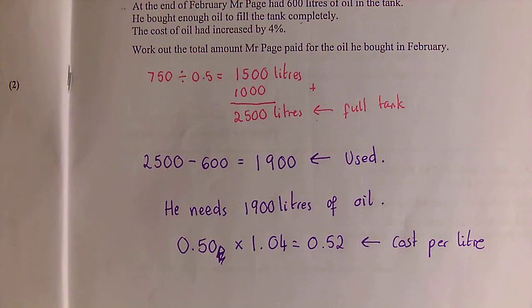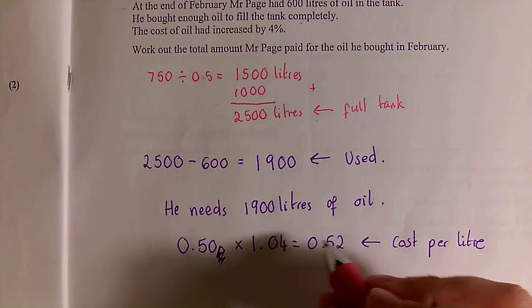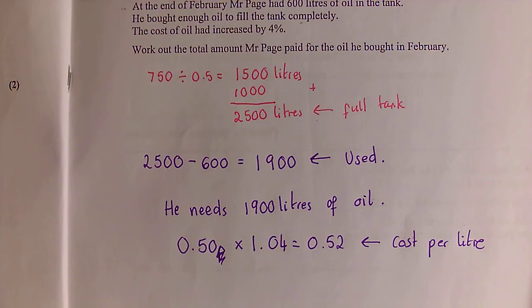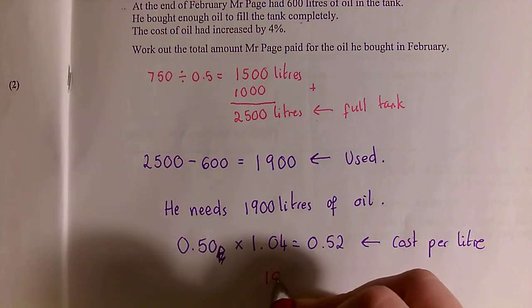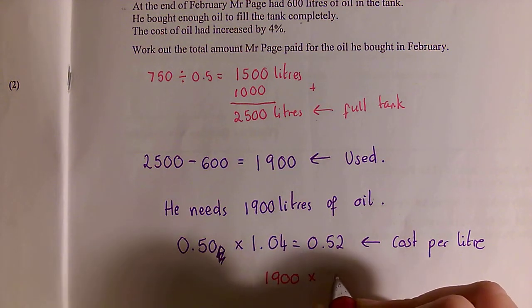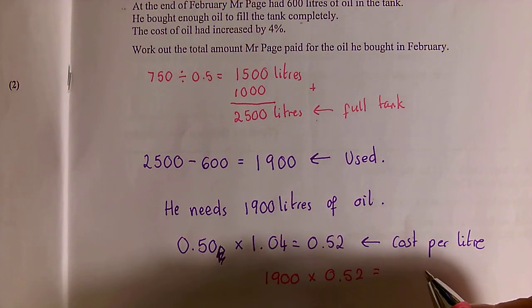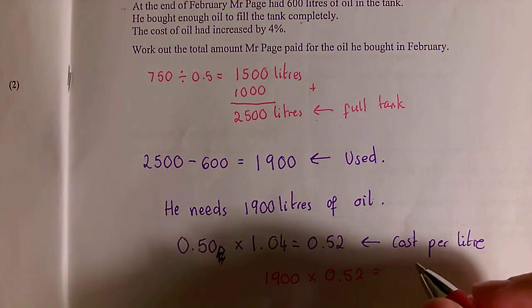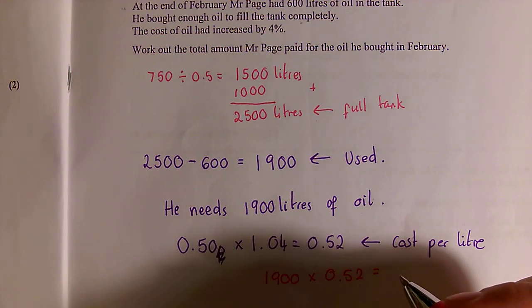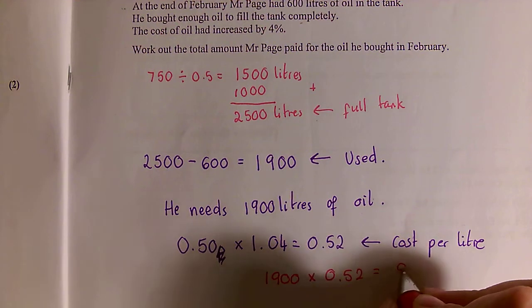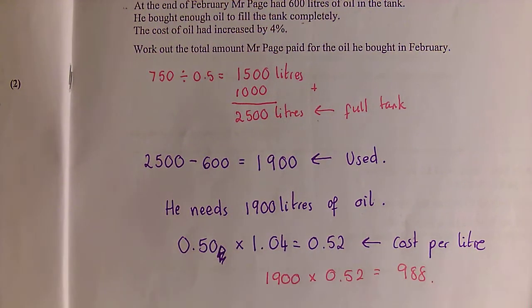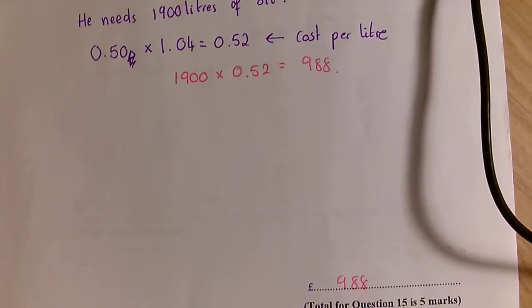Okay, now the final part of this: if he pays 52 pence per litre and he needs 1,900, we're going to do 1,900 times 0.52, and that equals £988. £988. Is it down there? There we go.